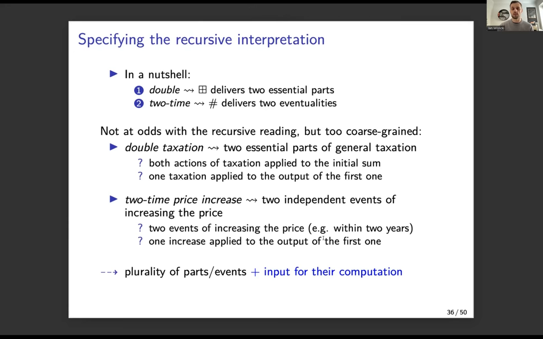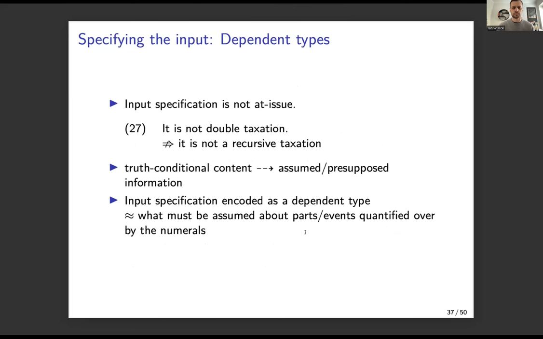Now, what we're going to propose is to do that through dependent types. And the simple reason is as follows. We have a good few reasons for thinking that this input specification is not at issue. The proof comes from negation. If you try to negate it, that this is not double taxation, you can't get the reading that it is not a recursive taxation, right? So rather than encoding this in the truth conditions, or the content part responsible for truth conditions, we would rather see it as being encoded in the assumed or presupposed piece of information. So we propose to take this input specification as being encoded as a dependent type, meaning something like: it must be assumed about parts or events quantified over by numerals.